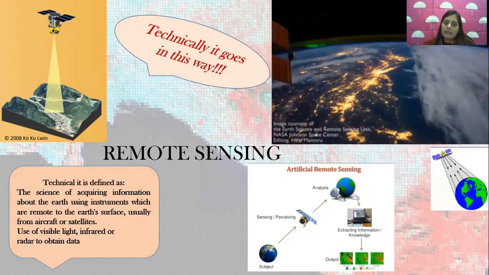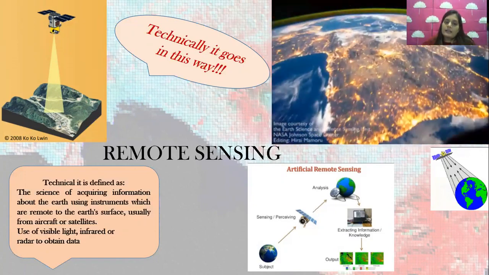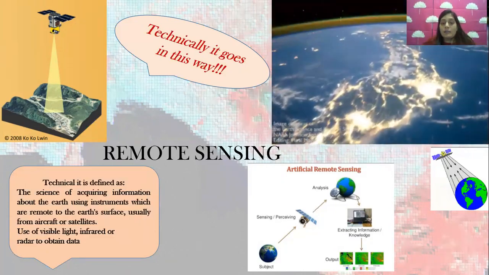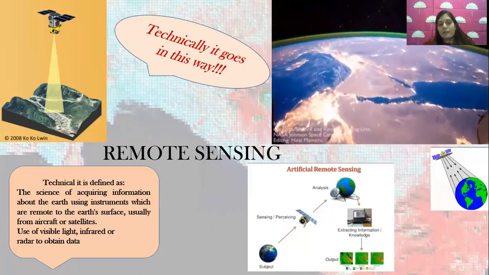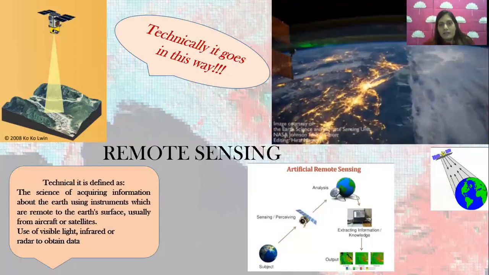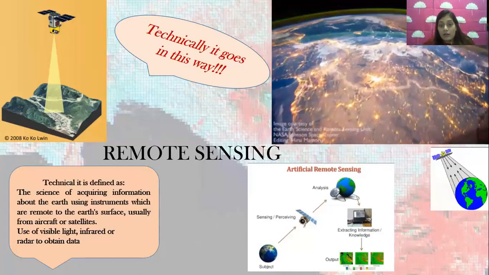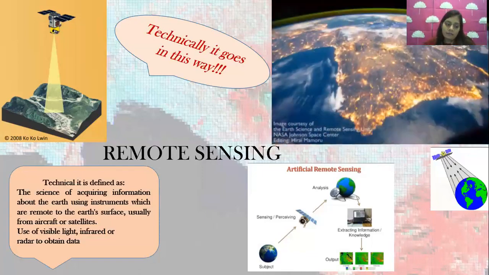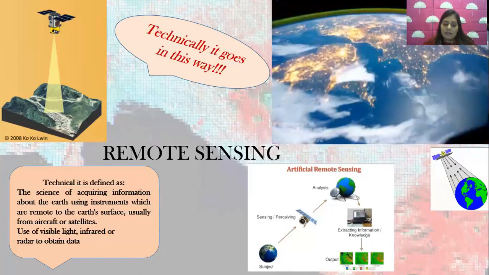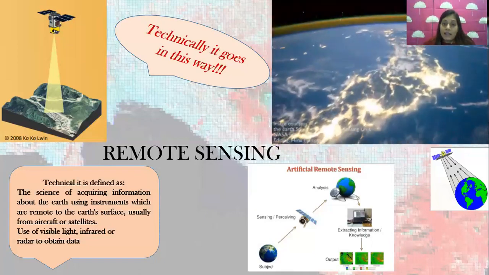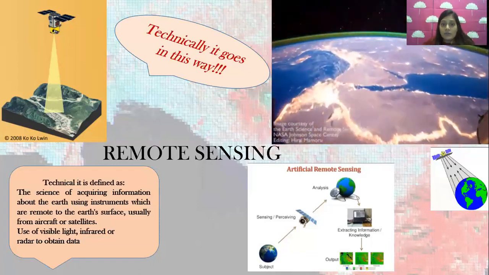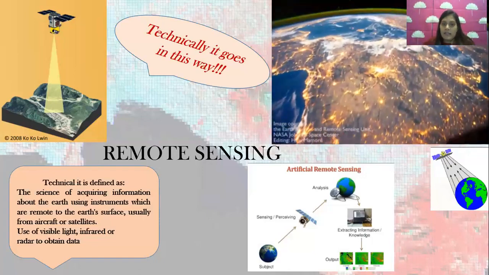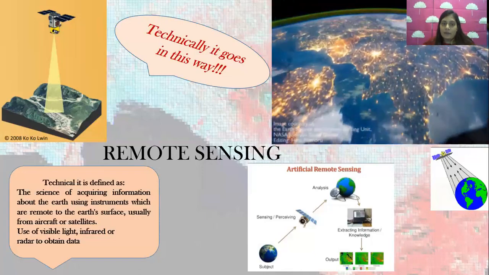You can see technically it goes in such a way that remote sensing is the science of acquiring information about the earth using instruments which are remote to the earth's surface, usually from aircraft or space. And that is the major point, that it does not come into contact with it. Without that, we are gaining the information. So you can see here the information which we are gaining is exact, particular, and very accurate information that is present on the ground. That thing we are getting through the image itself from space, that is, from a satellite.